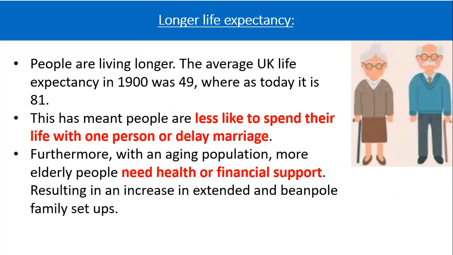Longer life expectancy. So people are living longer. The average UK life expectancy in 1900 was only 49, whereas today it's 81. Slightly different depending on your sex, but it's roughly that. This has meant that people are less likely to spend their life with one person, or they're likely to delay their marriage. Their thought process is either, seeing as I'm living longer, I'm not going to rush into a marriage. Or they might think, I'm more likely to spend more time in my life with this person. I don't want to be with that person.